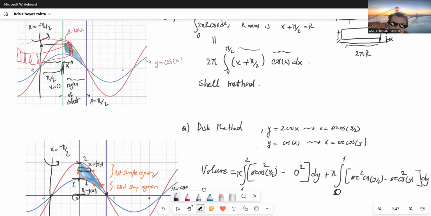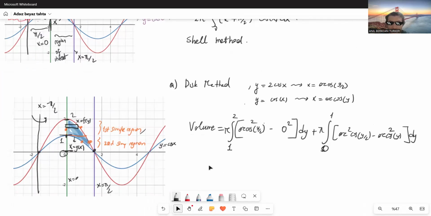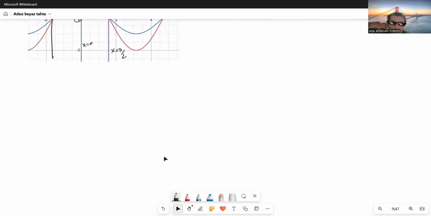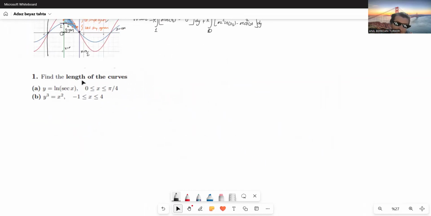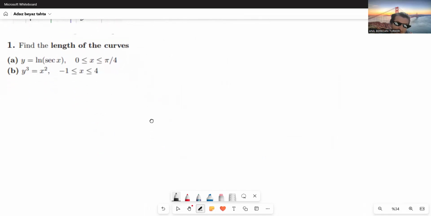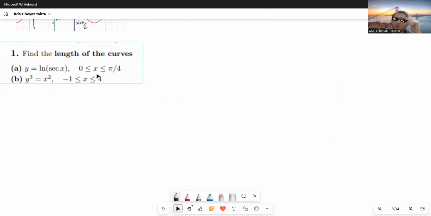As you can see, sometimes the shell method is easier than the disk method. So this was a hard problem about volumes. Let's go forward to the length of a curve. There is something about rectifiable curves, etc., but we will understand. My task is to find the length of a curve in this region.